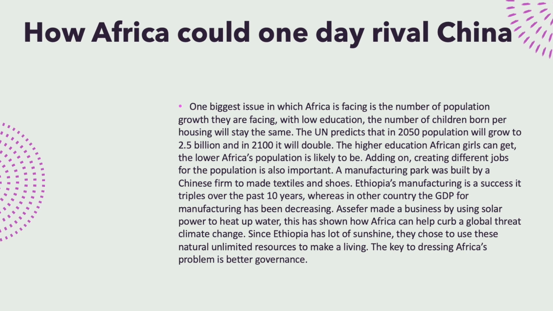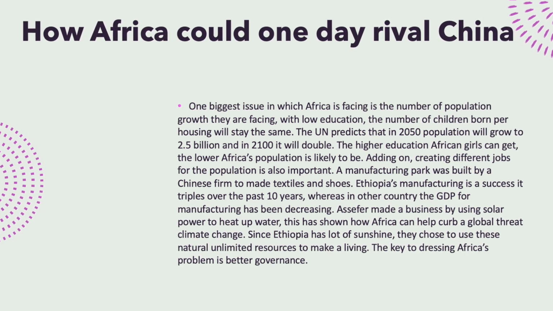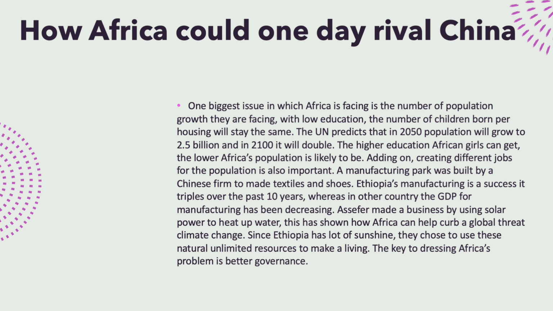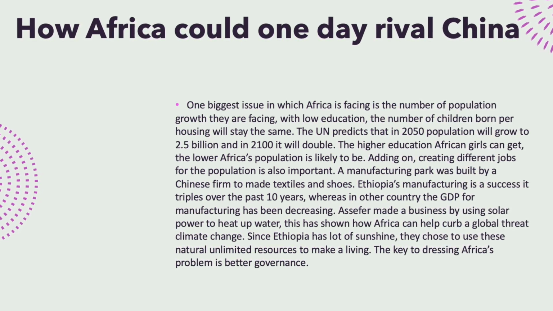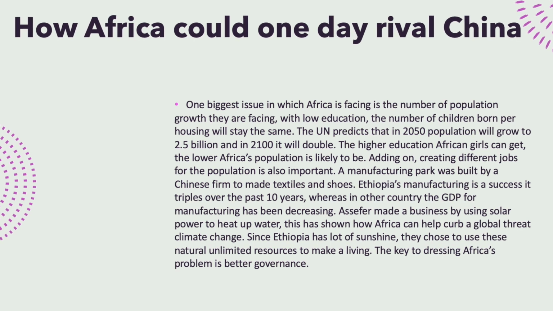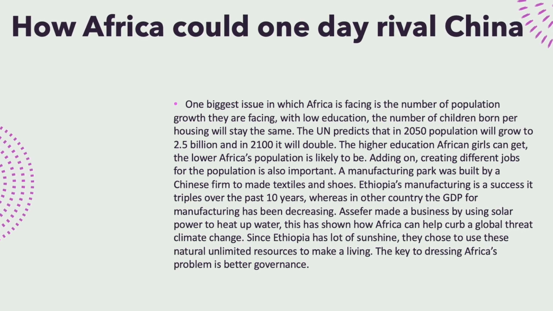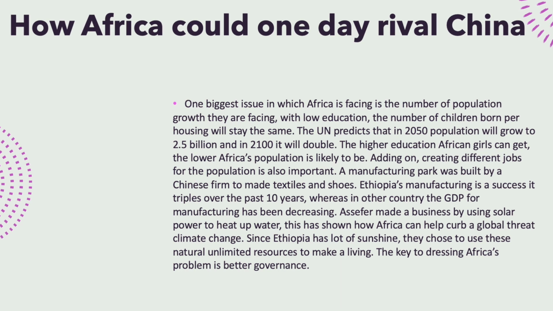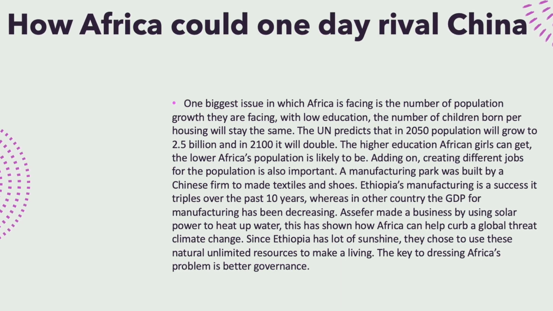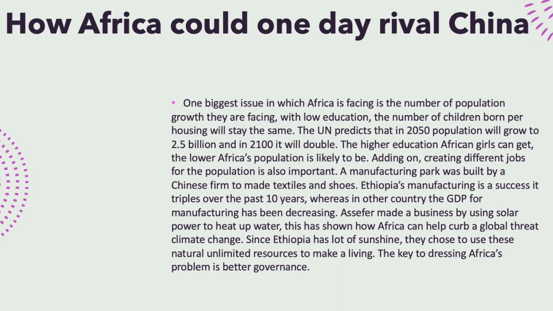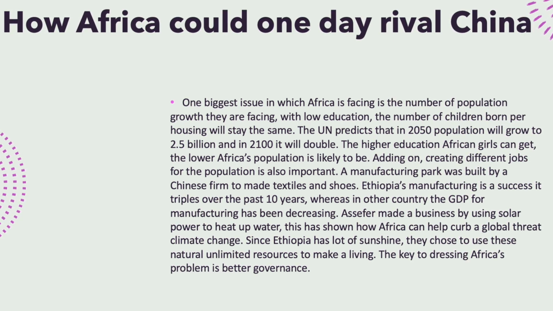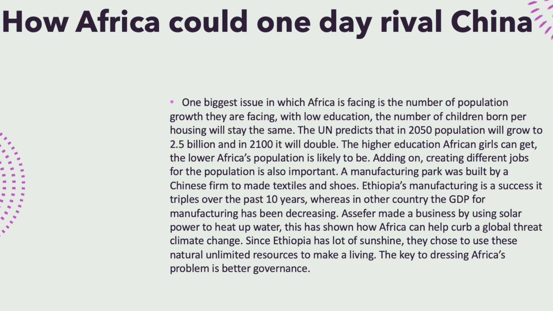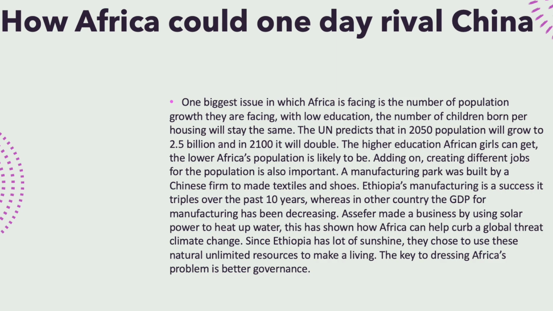A manufacturing park was built by a Chinese firm to make textiles and shoes. Ethiopia's manufacturing is a success. It has tripled over the past 10 years, whereas in other countries, the GDP share of manufacturing has been decreasing. A firm made a business by using solar power to heat up water. This has shown how Africa can help curb a global threat, climate change. Since Ethiopia has a lot of sunshine, they choose to use this natural unlimited resource to make a living. The key to addressing Africa's problem is better governance.